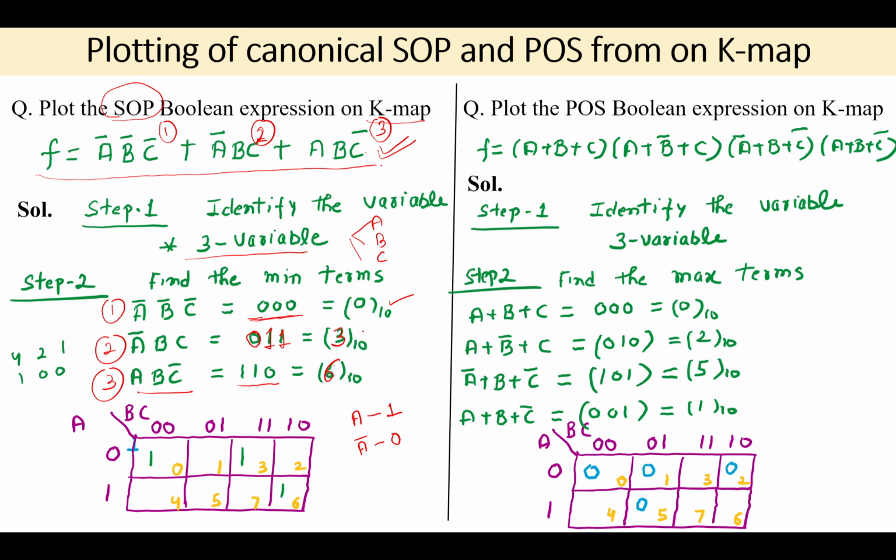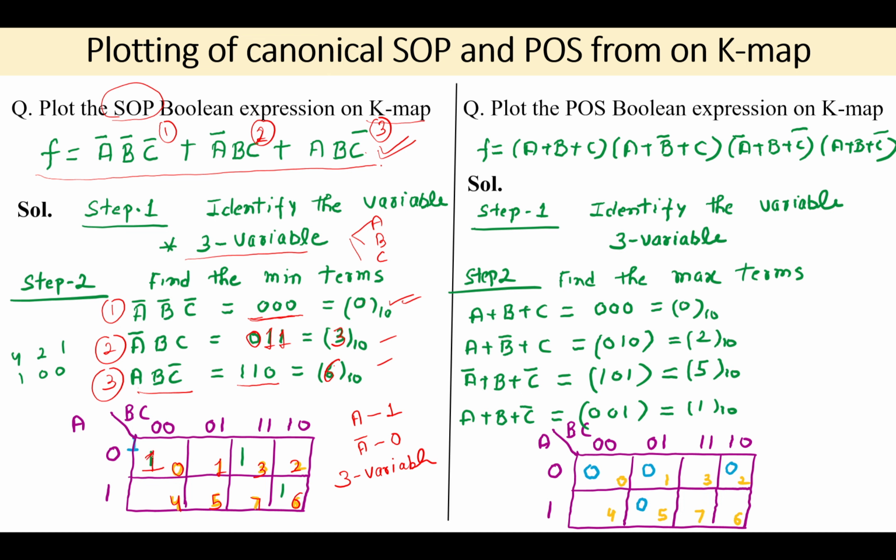Now we are going to represent these minterms in the three variable K-map. This is the graphical design of the three variable K-map. We are looking at only three minterms: 0, 3, and 6. So if you find the minterm, then in that cell you have to write 1.